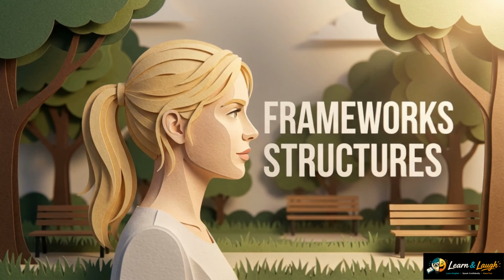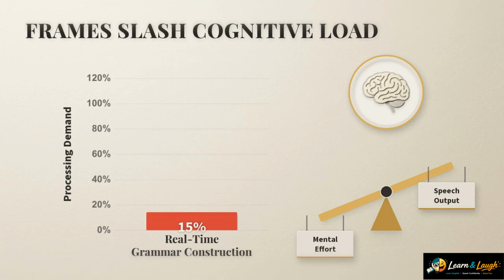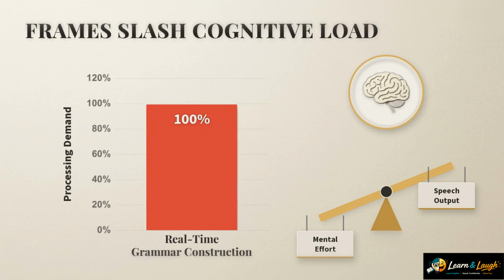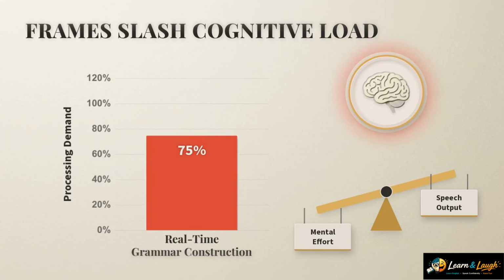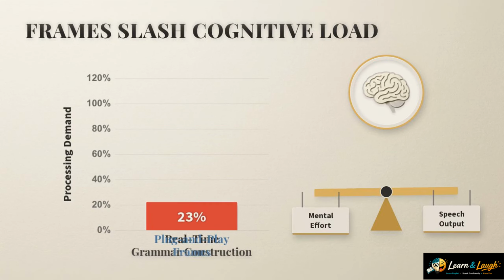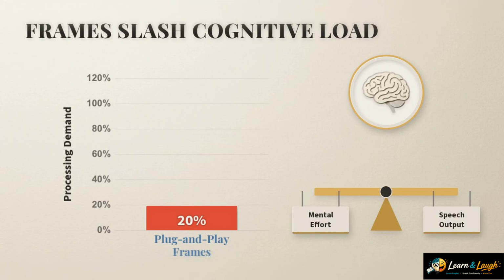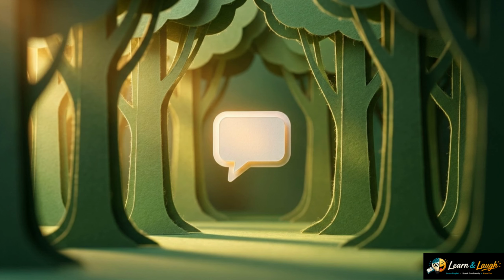You use plug-and-play sentence frames like I want to or I usually to organize your thoughts. Constructing grammar on the fly creates a heavy cognitive load. When that effort is swapped for plug-and-play frames, the processing demand drops and the scale balances, making it easier to keep talking.